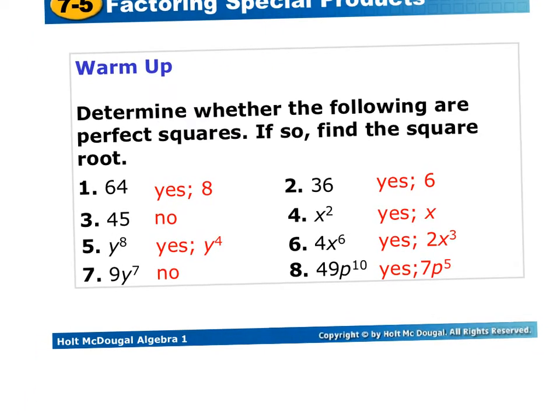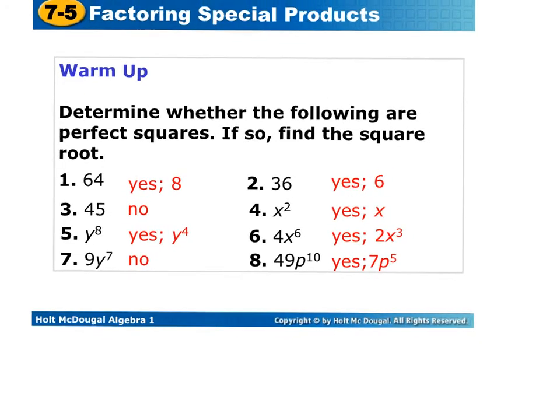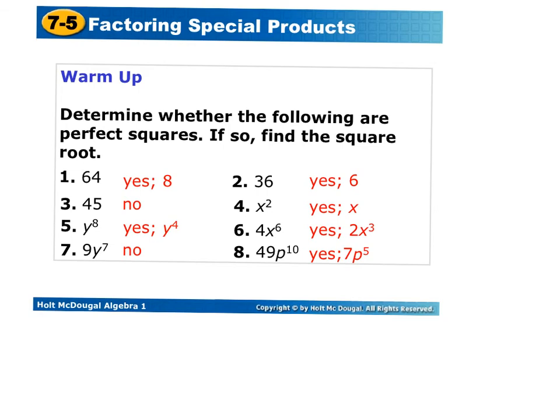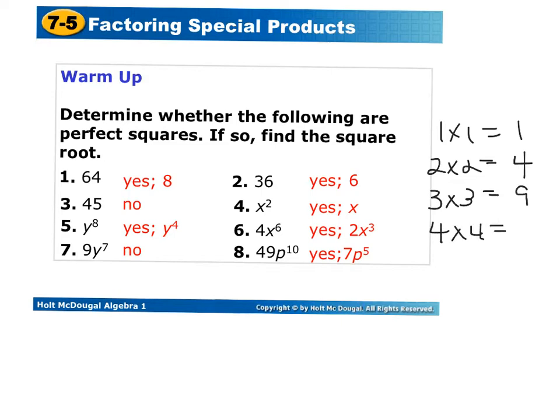So here it's asking you if you can determine if all of these are perfect squares. Now, remember, a perfect square is when you multiply the same number by itself. So, for example, the answer to 1 times 1 is a perfect square. The answer to 2 times 2, 4, is a perfect square. 3 times 3, 9, and so on. So if you're good at recognizing the numbers that are perfect squares, this homework will be very easy for you.